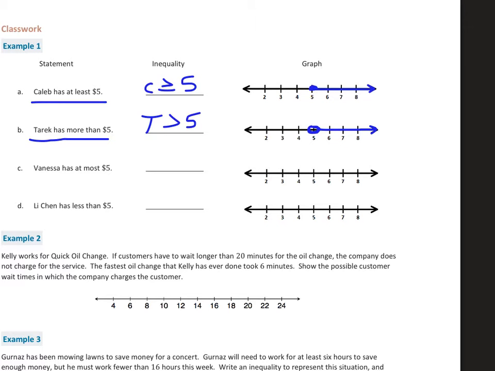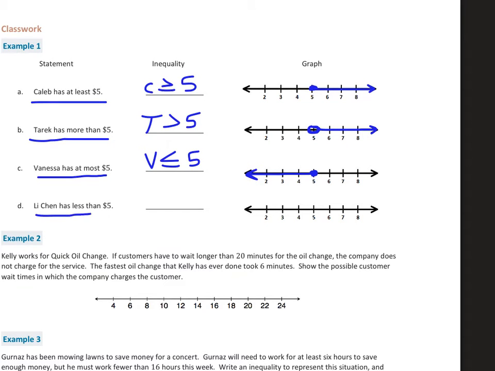So Vanessa has at most $5. So she could have $5, but she's going to have less than or equal to that. So Vanessa is less than or equal to 5. So now I'm going to put a solid dot because it can include it, but she's going to go this way to the left because she has to have less than 5 or equal to 5.